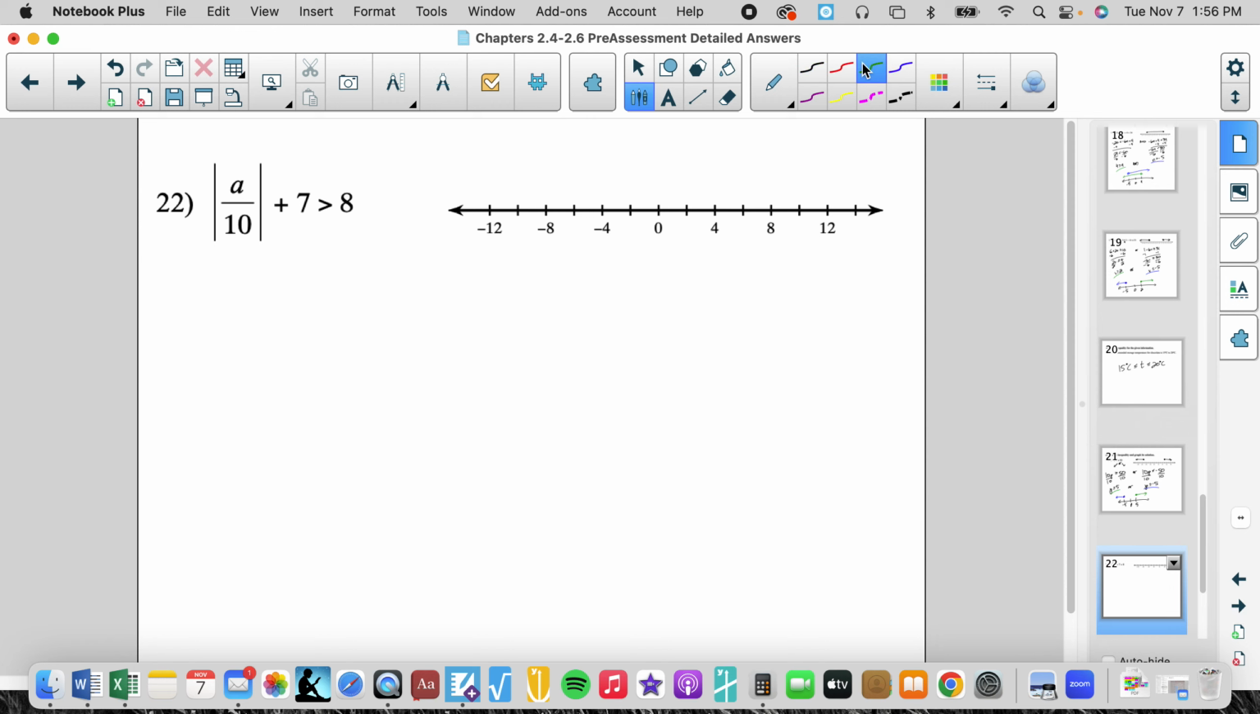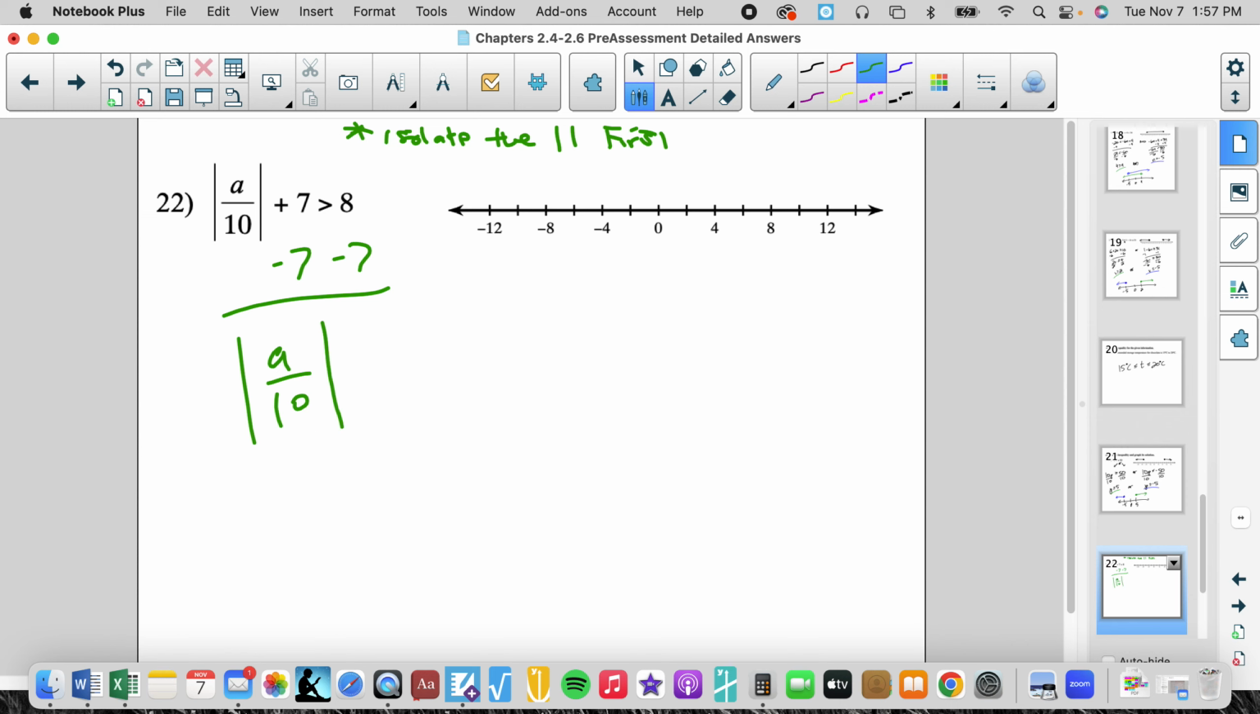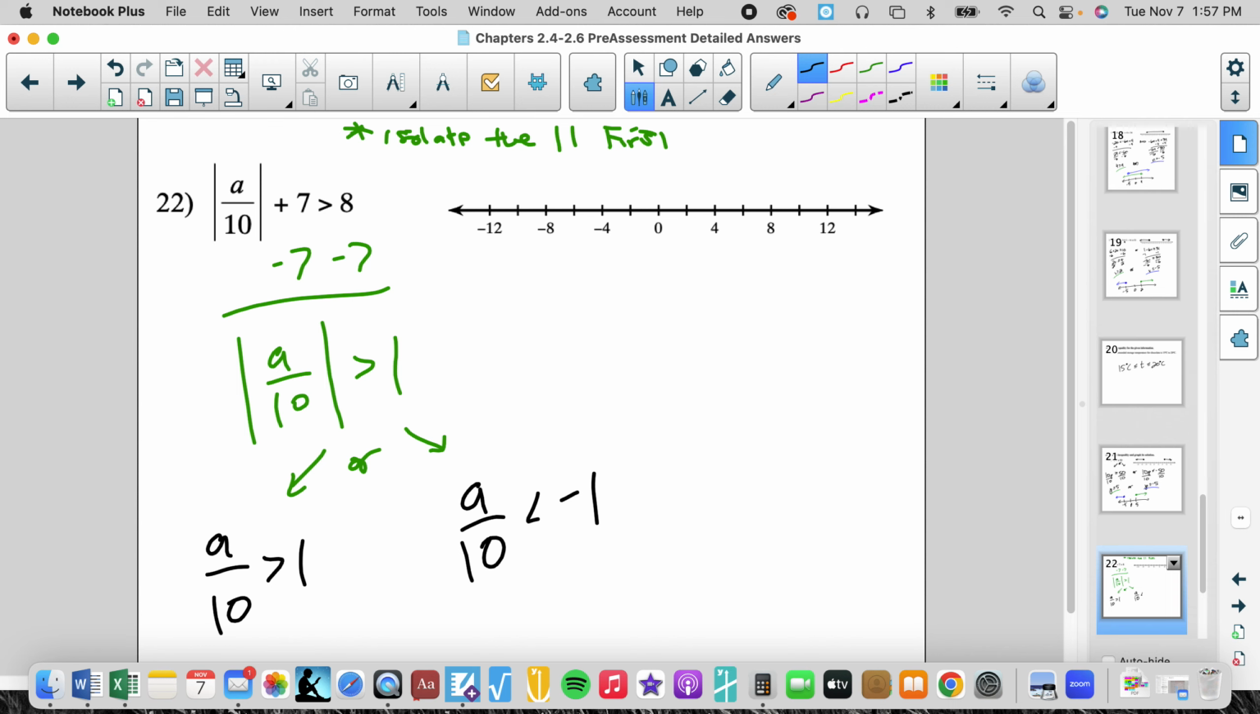Remember, I'm going to write it in green. Isolate the absolute values first. So we have to subtract 7 from both sides. We get the absolute value of a over 10 is greater than 1. It is greater than, so we're going to make these an OR statement. We have a over 10 is greater than 1, or a over 10 is less than negative 1.